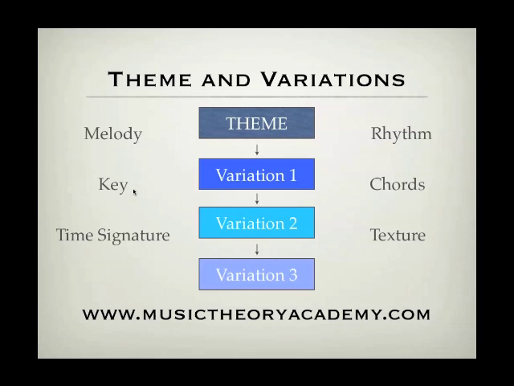They may write the theme in a major key and then decide to write the first variation in the relative minor. They may change the time signature. The first theme could be in 4/4, the variation might be in 3/4. Also, they could change the rhythm in some way. They could put different chords underneath the melody, or in some way change the texture or the instrumentation. There are a number of different ways that a composer can vary the original theme.